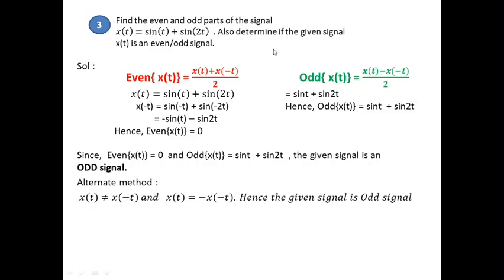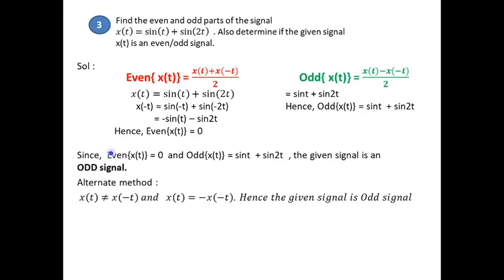But at the same time, also find the odd part. So the odd part here is x of t minus x of minus t divided by 2. So here x of t is sin t, right? Sin t minus of minus sin t will be equal to 2 sin t, right? Then sin 2t minus of minus sin 2t will be plus 2 sin 2t, divided by 2. So the resultant odd part will be sin t plus sin 2t. So the even part of the signal is 0, and the odd part of the signal is given.